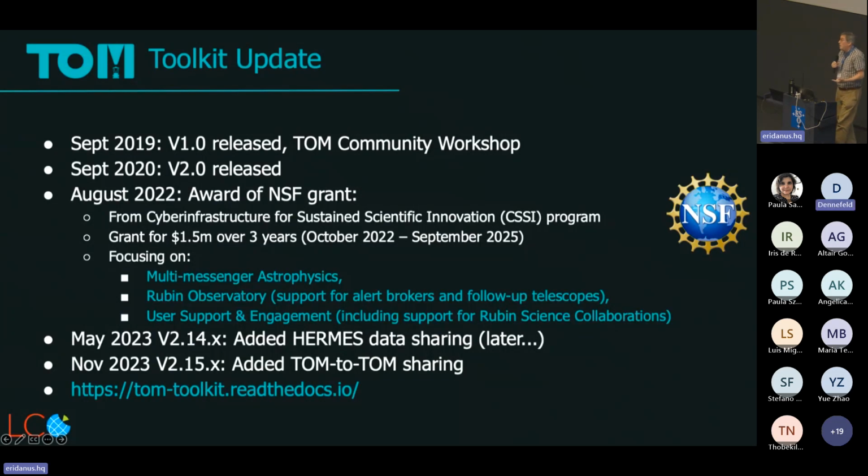The third component is user support and engagement. So that particularly includes support for Rubin science collaborations if you want to build a TOM to organize your science. Recently, we've added data sharing through Hermes, which you heard a little bit about earlier, and I'll talk about more later. And we've also added TOM-to-TOM sharing. So, you may take a classification spectrum or something and it's not interesting to you, but you might want to give that to somebody else. And so they don't spend another hour of 8-meter time reclassifying it.